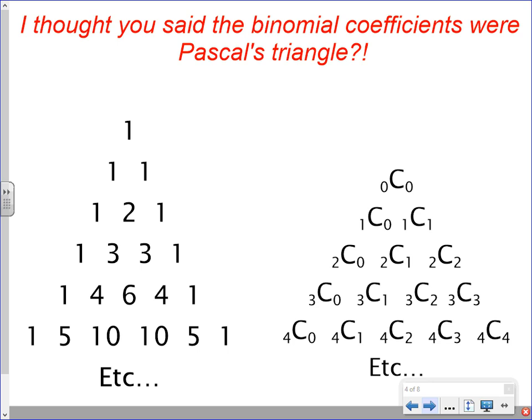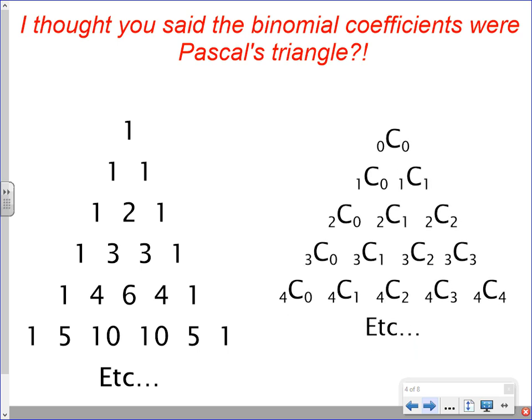Okay, and this is kind of there. I call this the 0 row because it's 0 combinations of 0. But here in the fourth row, 1, 4, 6, 4, 1, we're going to use in our work 4 combinations of 0, 4 combinations of 1, 4 combinations of 2, etc.